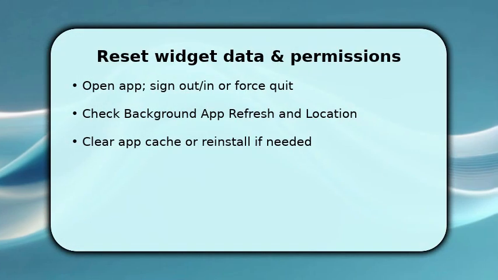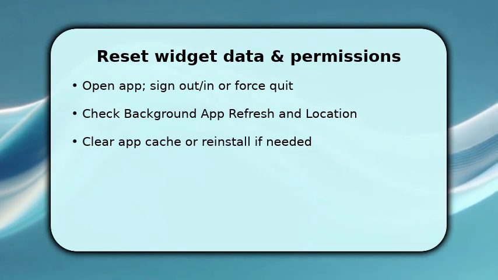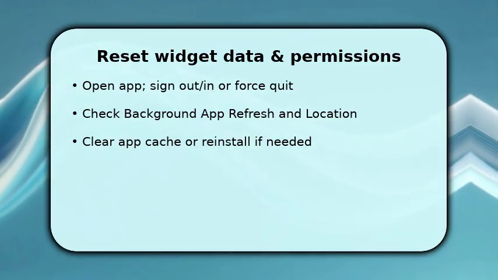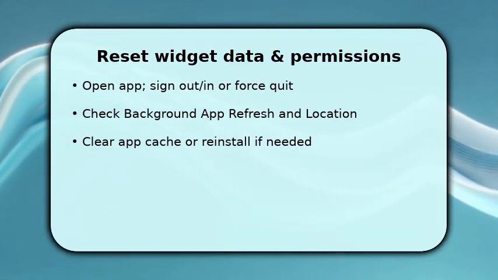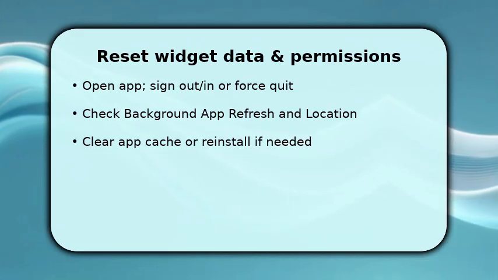Once the widget is re-added, open the app that supplies it and verify it's fully launched. Sign out and sign back in if content stays blank. Make sure background app refresh is enabled for that app, and, if relevant, grant location or health data. If the widget still shows blank, force quit the app by swiping it away from the app switcher, then relaunch.